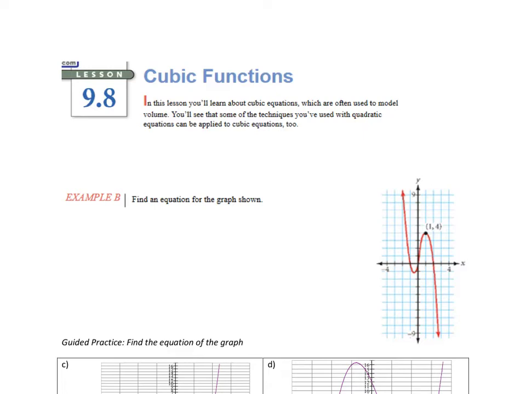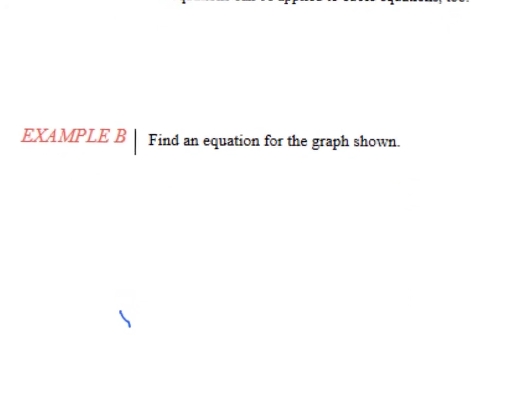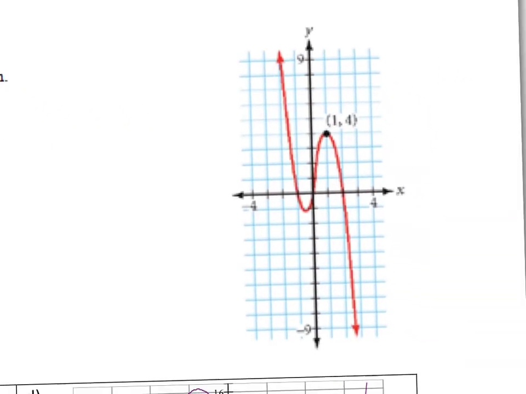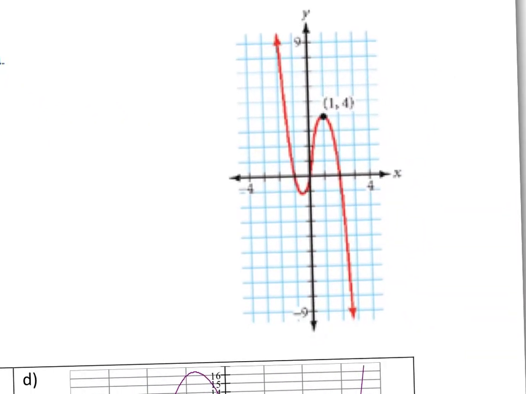Okay, so example B, we've got a graph, and we are writing an equation for that graph that's shown. So we're going to start with identifying our roots. Okay, so if we look at our graph here, we cross the x-axis at -1, 0, and +2.